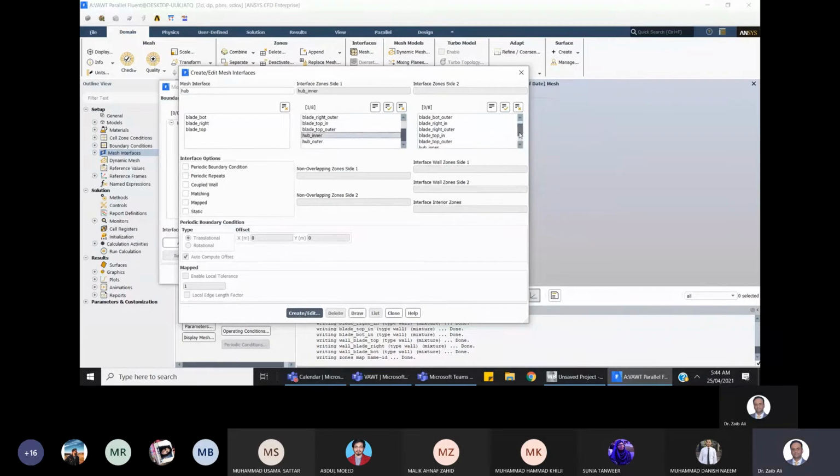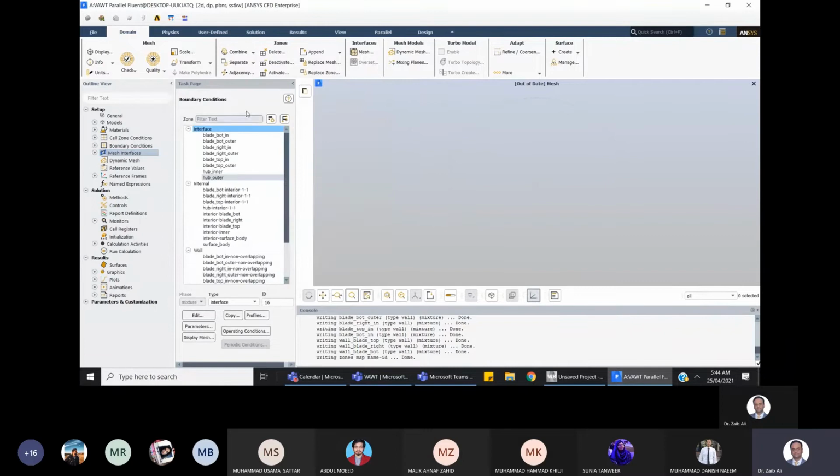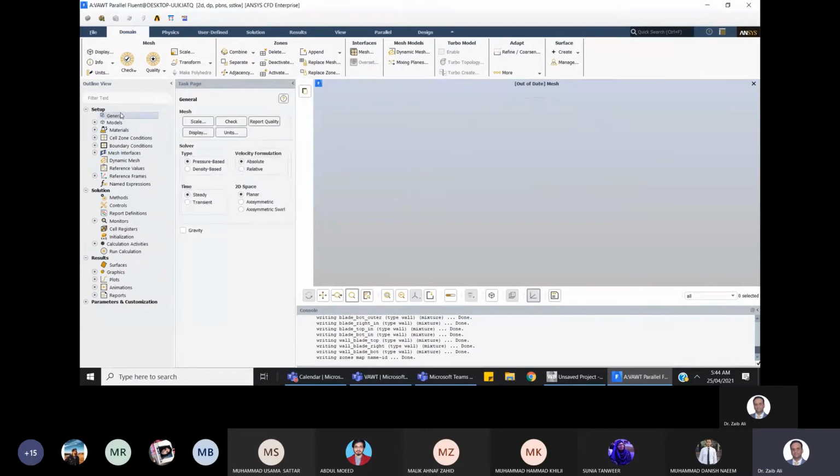This is the hub region, the inner bigger circle. So this is how you create the interface to allow the flow information from one mesh zone to another.